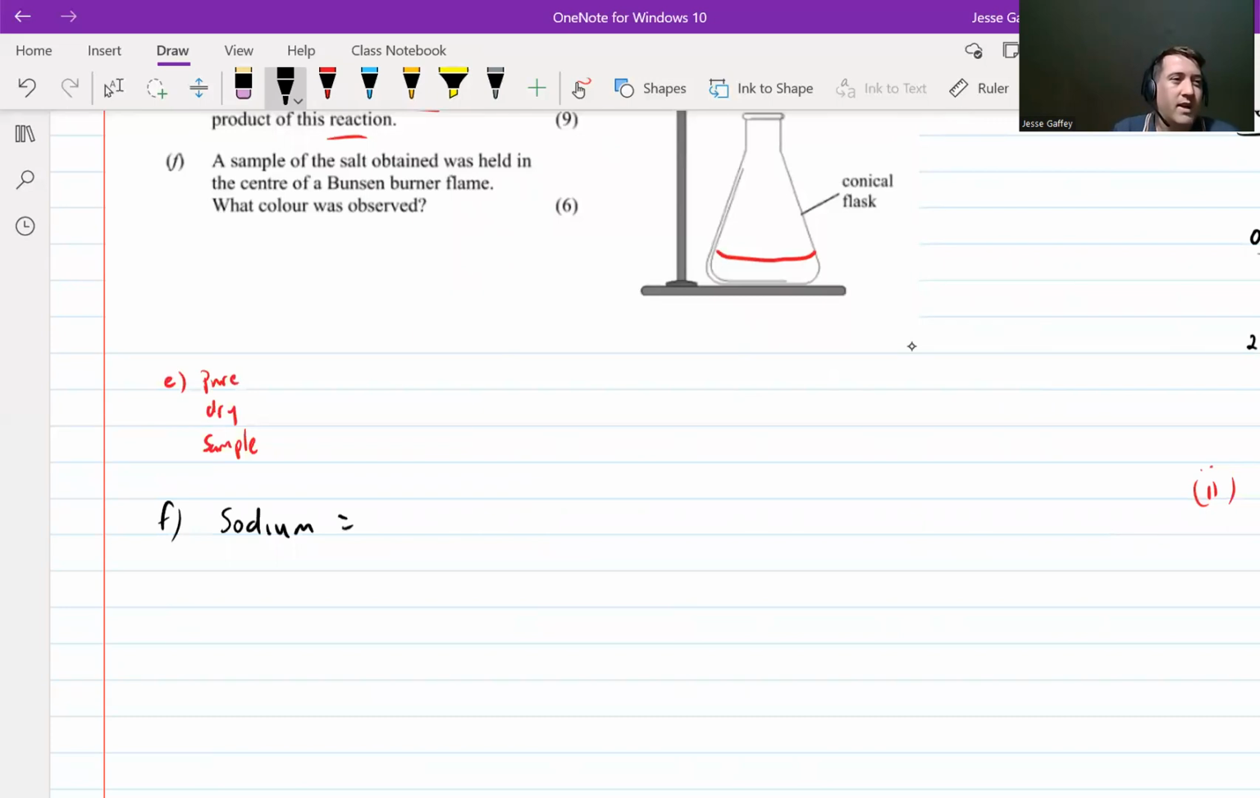Sodium equals, write down your answer. Okay, it should have been orange, an orange flame or yellow flame. It's a bright orange flame. All right, guys, that is the 2017 question.